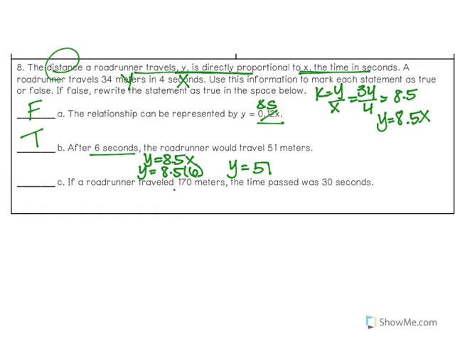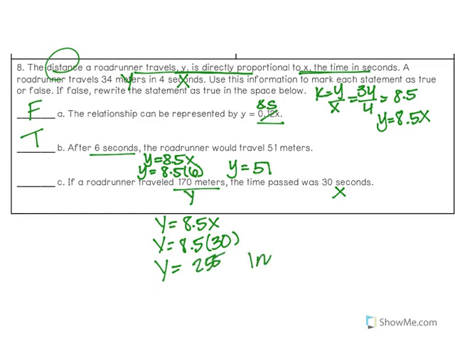If a roadrunner traveled 170 meters, and that's going to be my y, the time passed would be 30 seconds, which is x. So let's prove it. You can use the same equation, y is equal to 8.5x. I can plug in either of those numbers, and I'm going to plug in the 30, so y is equal to 8.5 times 30, and then y should equal 170. When I plug that in, I get 255. I need 170, so that would make it a false statement. You could have plugged in the other number as well.